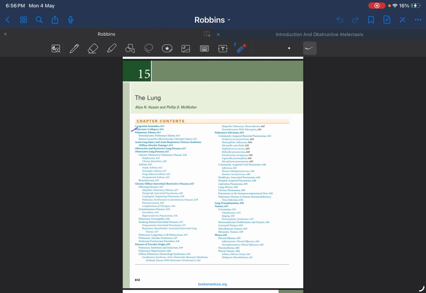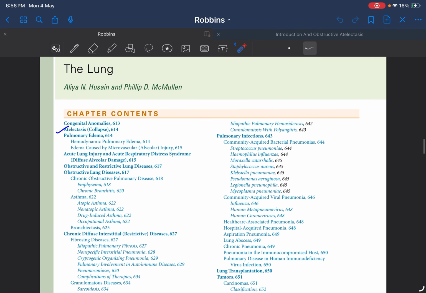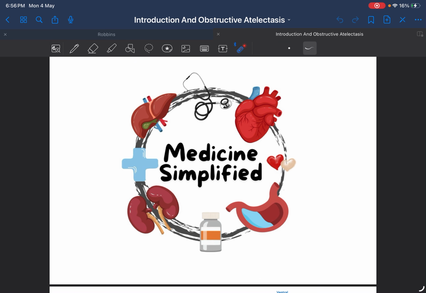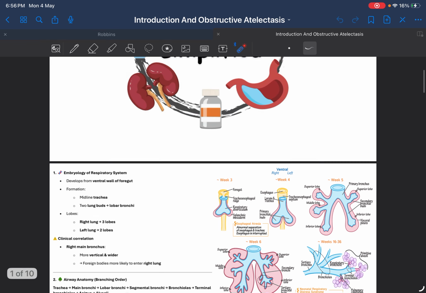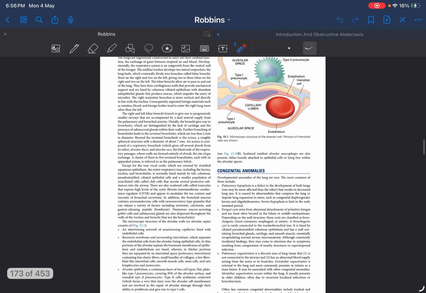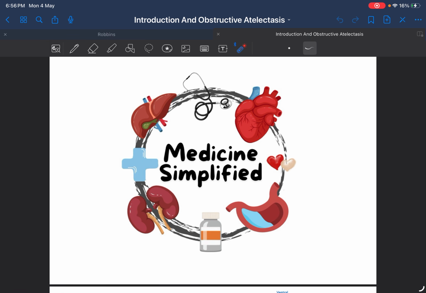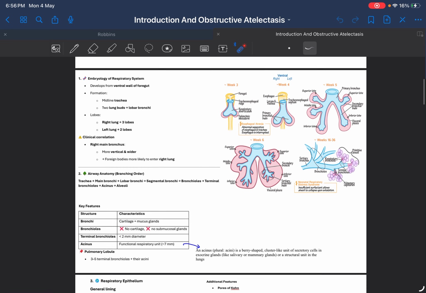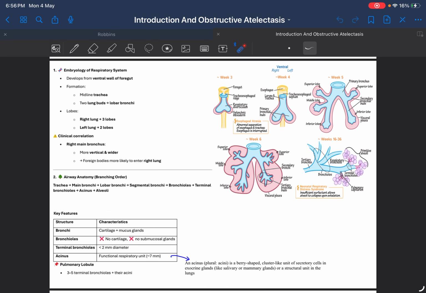Today we are going to do the chapter on the lung, specifically focusing on atelectasis. The topics that we will be covering are first the introduction, and then we will study obstructive atelectasis. So let's start from the introduction that is mentioned in the book.